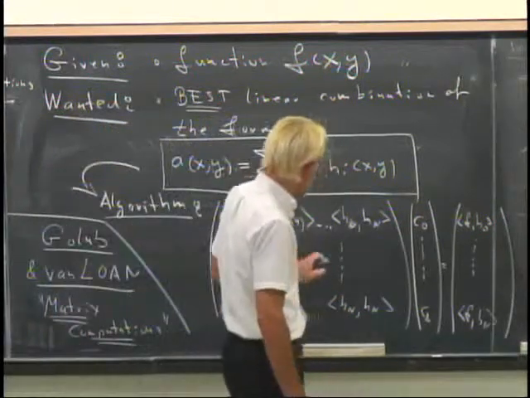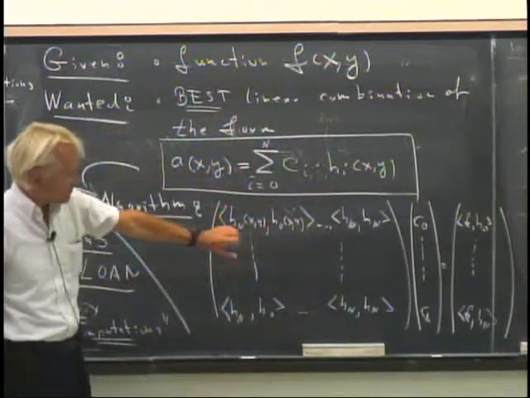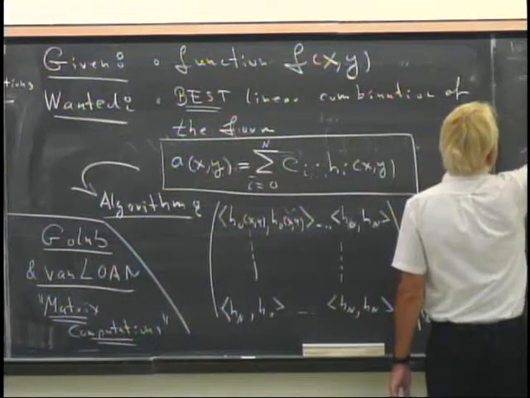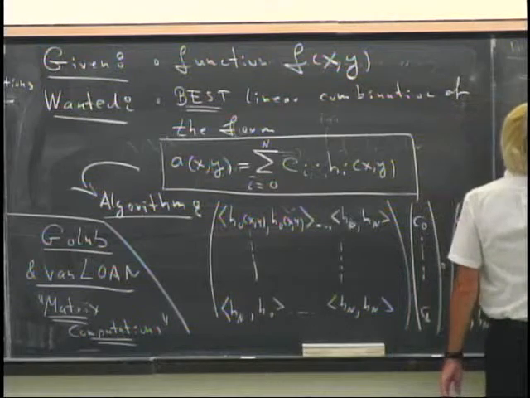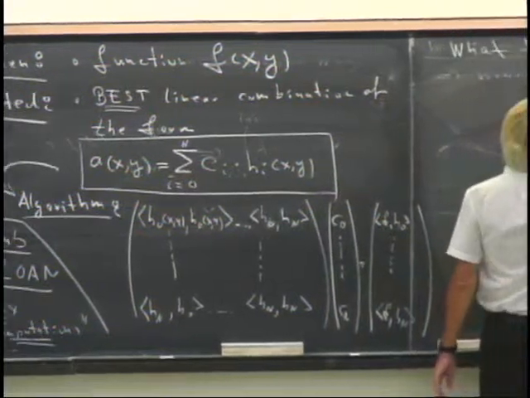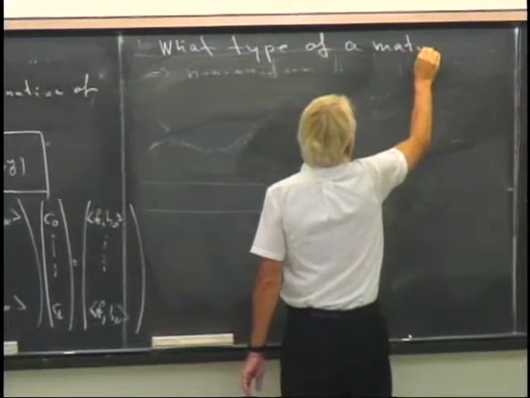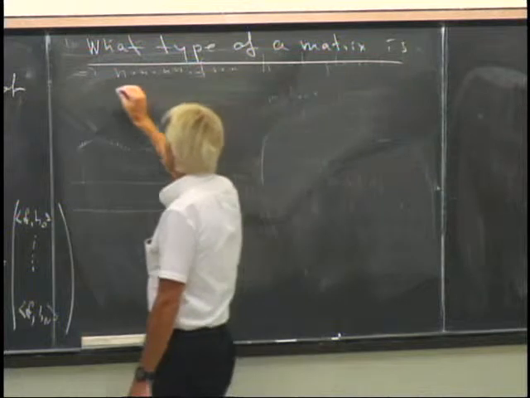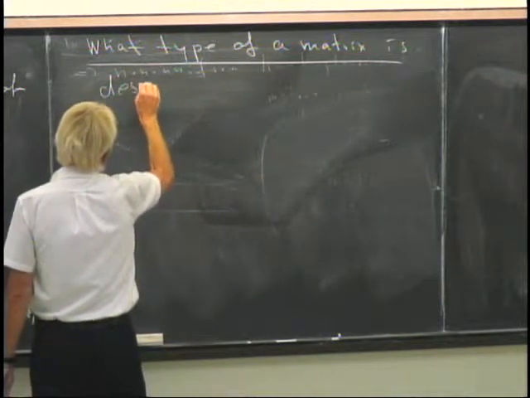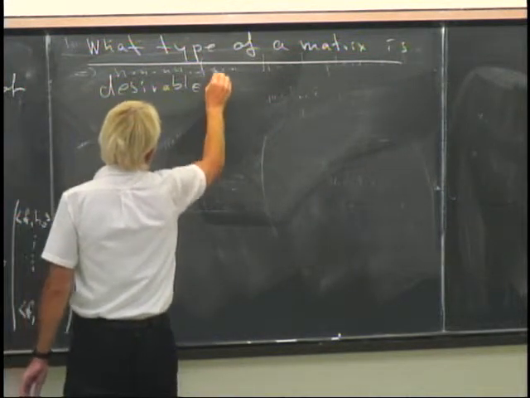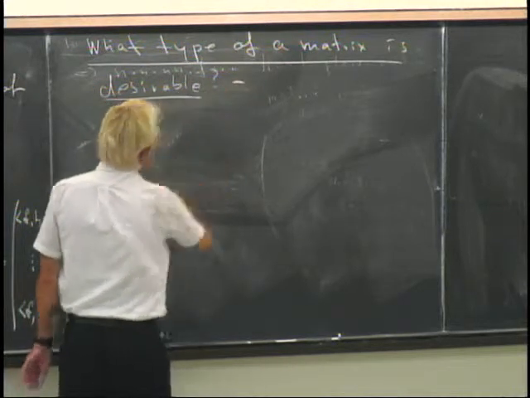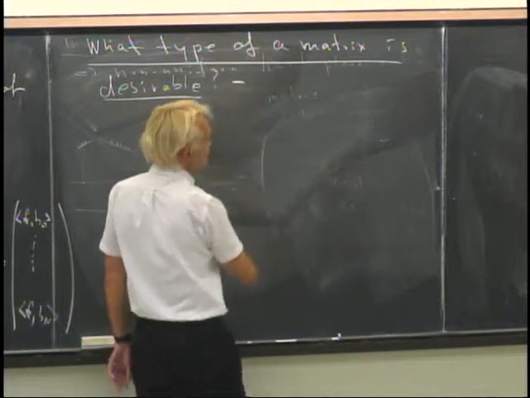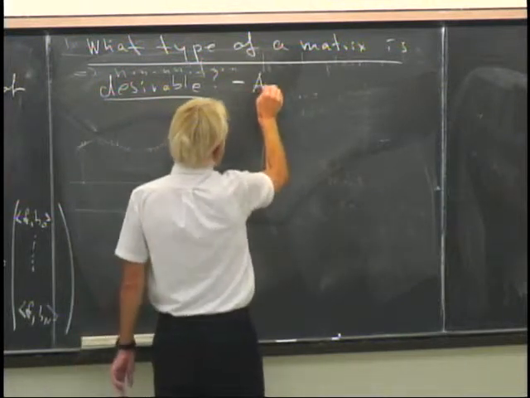So, okay, matrix computations. What type of matrix is desirable in general? The answer is a diagonal matrix. If one can make an arbitrary matrix into a diagonal matrix. A diagonal matrix.